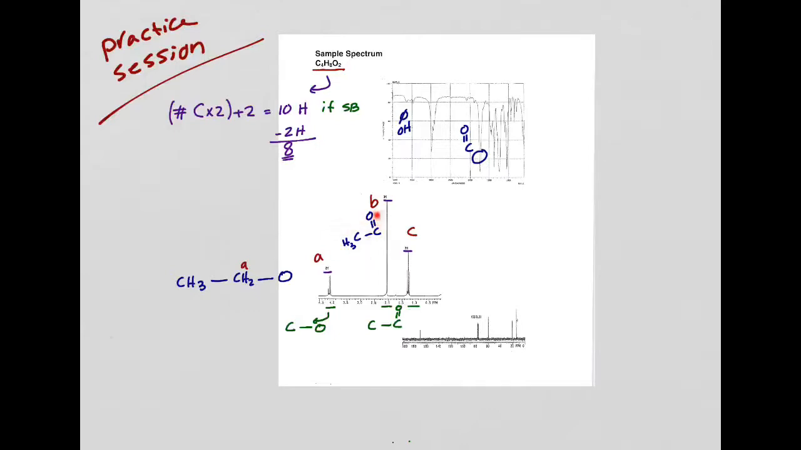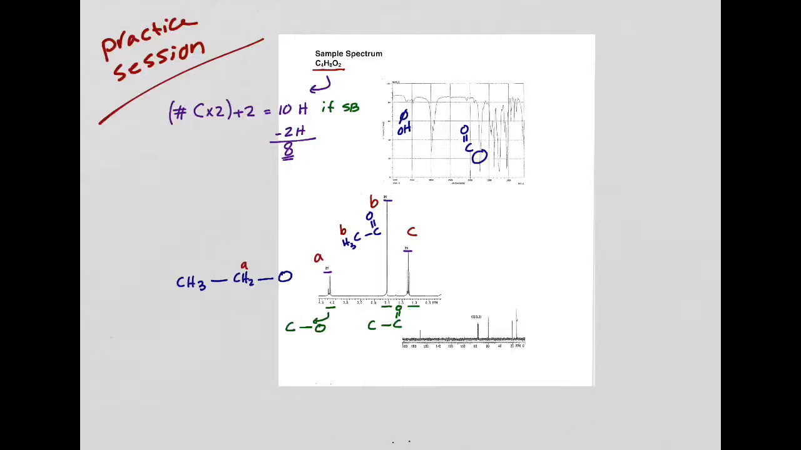If you look at this, the adjacent carbon has no hydrogen. The carbonyl has no hydrogen. So what type of peak would you expect? You expect a singlet. Oh, look at that. We have a singlet, don't we? Okay. So this would be maybe my B hydrogen. So far, so good.